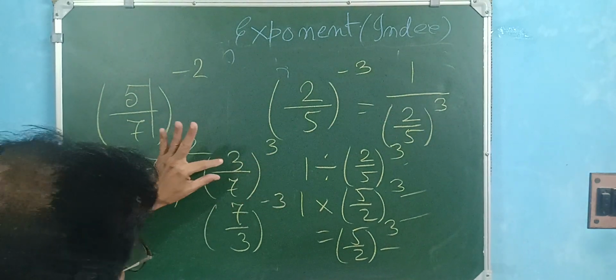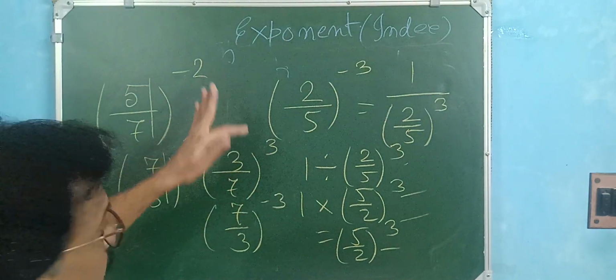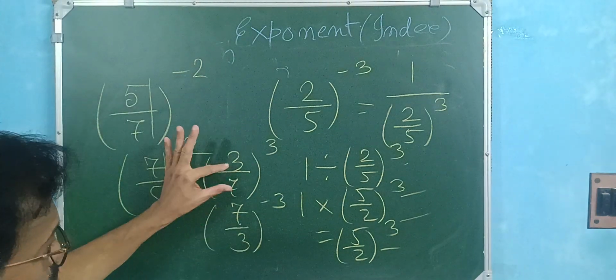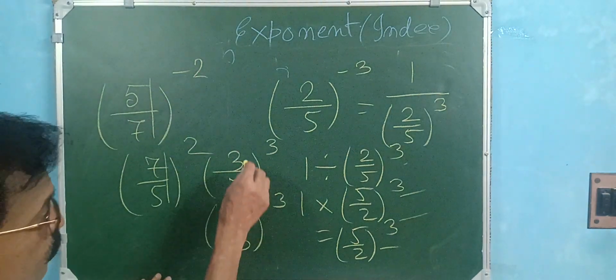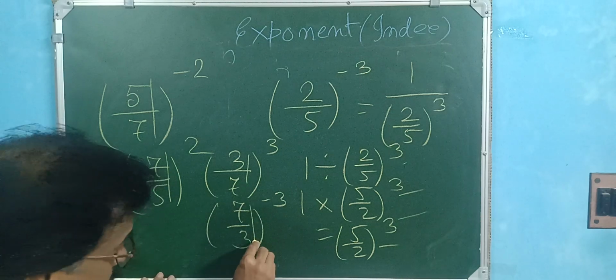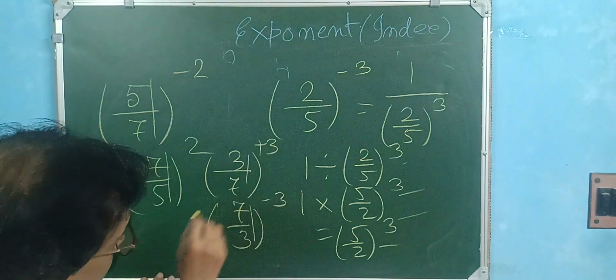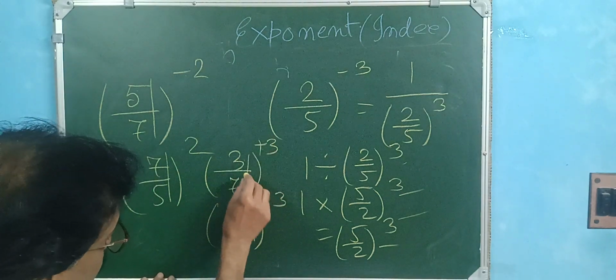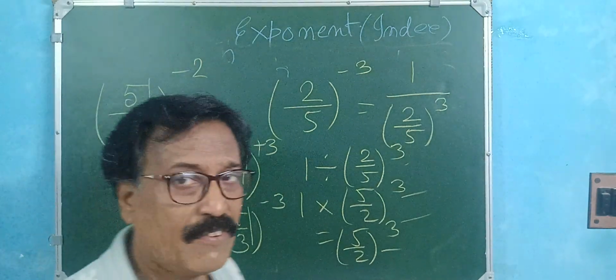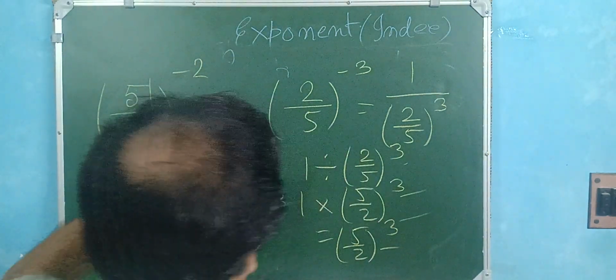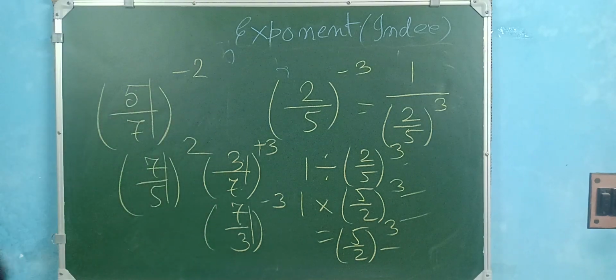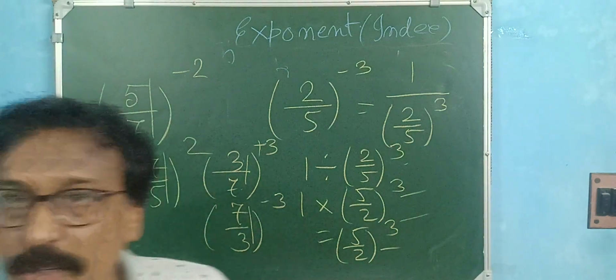This also you reverse, and then you reverse its sign too. This is 3 by 7, 7 by 3. Okay. This is plus, this is minus. 3 by 7 to the power plus 3, so 7 by 3 to the power minus 3. This is very interesting. Okay. And that will prove there. Clear? So now, this is for today.